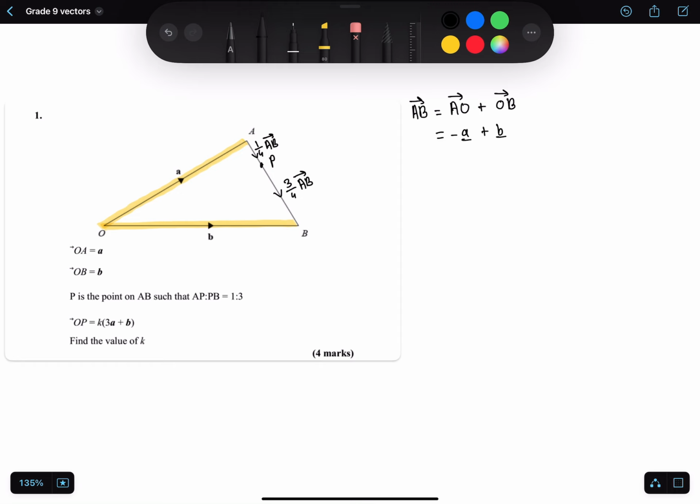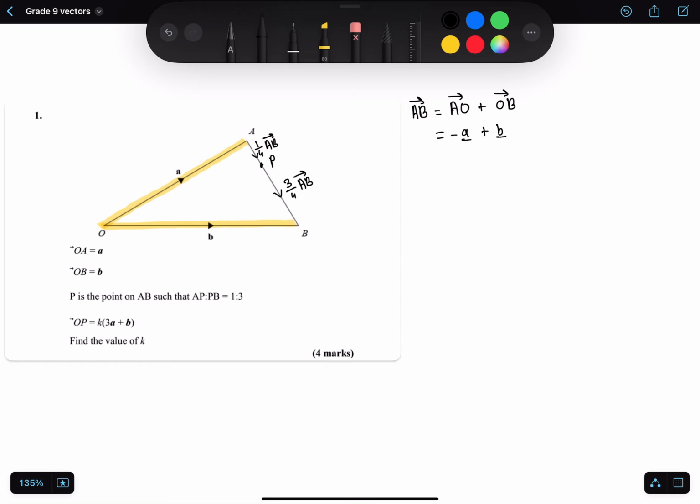Now the little lines I've drawn under the letters is because vectors are always bold lowercase letters, and because you cannot write in bold, obviously, it's often denoted with a line underneath. So that shows it's a vector and not just a variable.